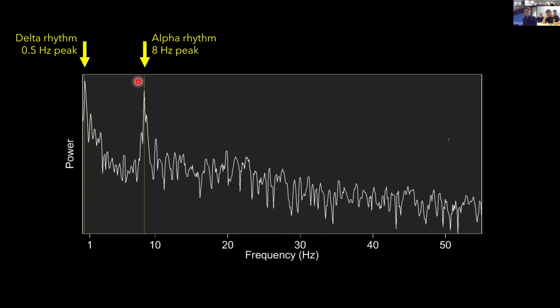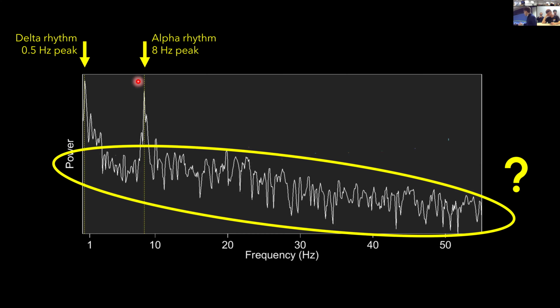What's abundantly clear in this alternate view of the EEG is that there's a lot more signal that doesn't lie in these peaks. This signal is sometimes referred to as aperiodic EEG. It's sometimes referred to as the spectral trend because this is a trend in the power spectrum. And this is the part of the signal that I'm going to be focusing on today.